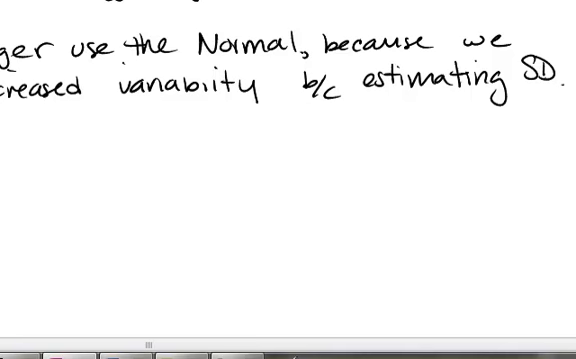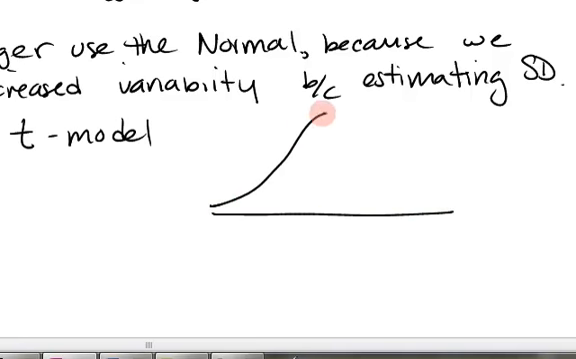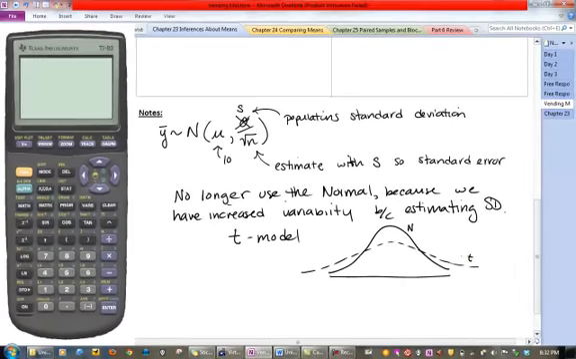So there's another model that's been developed, and it's called the t-model. All right, so we're going to learn the t-model this time. And the t-model looks actually very much like the normal model. If this is what the normal model looks like, then the t-model is also going to be unimodal and symmetric, but it's just going to be a little bit wider. So if this is normal, this is t.